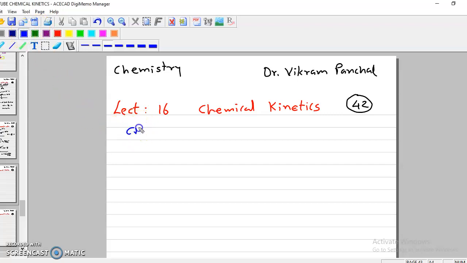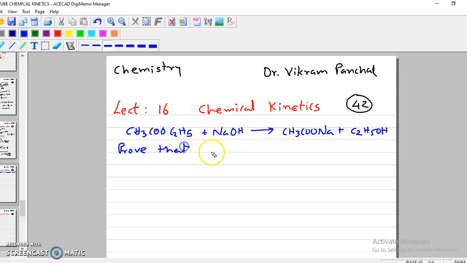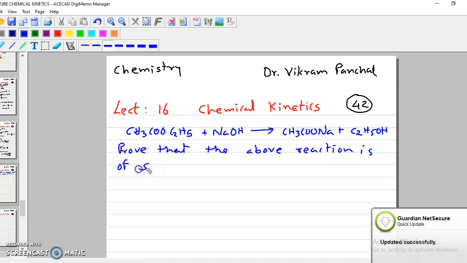CH3COOC2H5 is called ethyl acetate. Hydrolysis of ethyl acetate with sodium hydroxide gives sodium acetate plus ethanol. Prove that the above reaction is of second order.